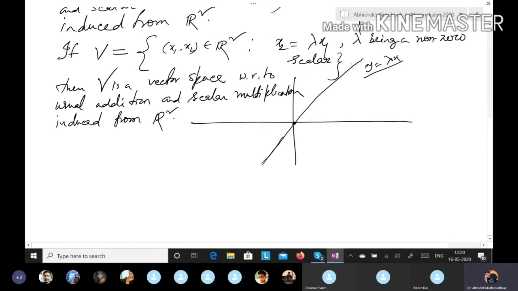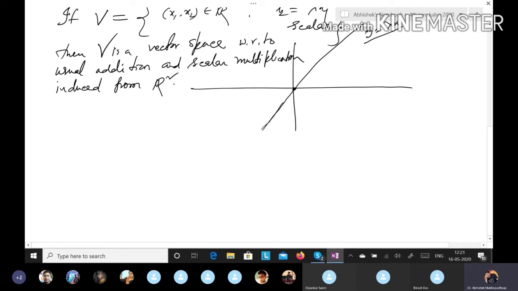Later we will find out the subspaces of R2, R3, Rn, and we shall see that these subspaces will pass through the origin.